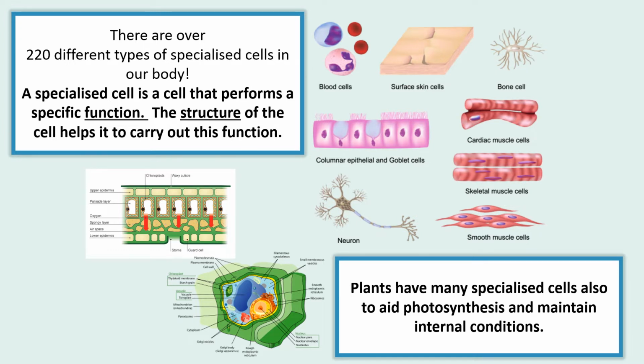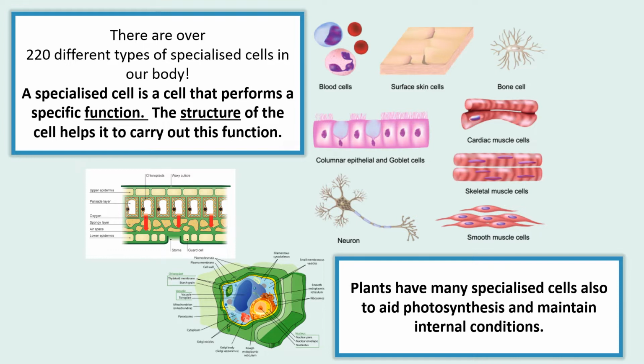We've got skeletal muscle cells and smooth muscle cells. If any of you do PE, you might be familiar with those 3 different muscle groups. We've got a neuron, which you would have done as a nerve cell in year 7. And then we have got some different plant cells.